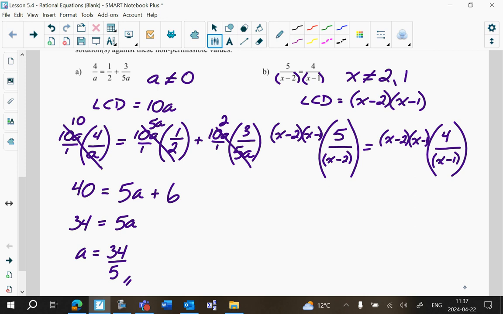What cancels out here? Yeah, the x minus 2. So what am I left with? I'm left with 5 times x minus 1. What cancels out here? The x minus 1. So I'm left with 4 times x minus 2. And remember, when we multiply a binomial by a number, we always put the number first.